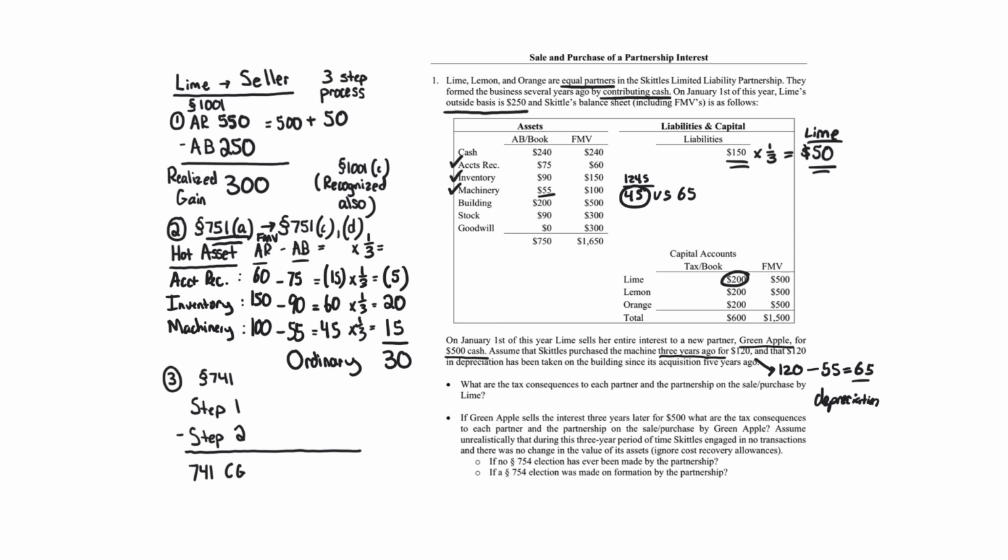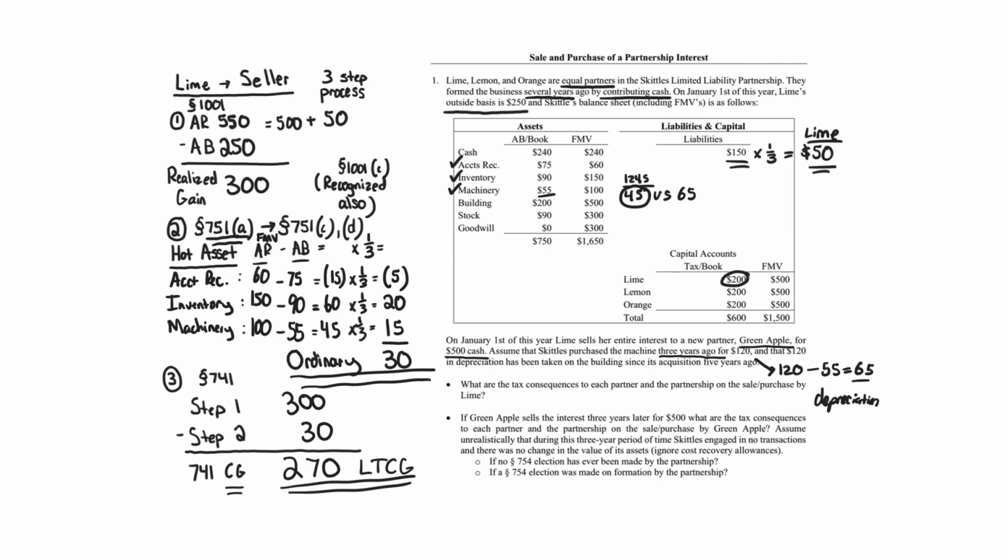We finished step 2. Now we go to step 3. Step 3 is to take the amount from step 1, which is 300, minus the amount from step 2, which is 30, and that gives us 270, and that is the Section 741 capital gain. Now the problem tells us that they formed the business several years ago, so it's pretty reasonable to assume that this partnership interest, the entire amount, has been held for more than a year. So this is going to be a long-term capital gain of $270 to Lime. And of course, we've got the $30 of ordinary income.